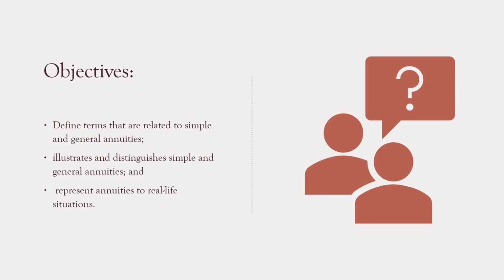To start with, we have the objectives. First, define terms that are related to simple and general annuities. Second is to be able to illustrate and distinguish simple and general annuities. And of course, represent annuities to real-life situations.